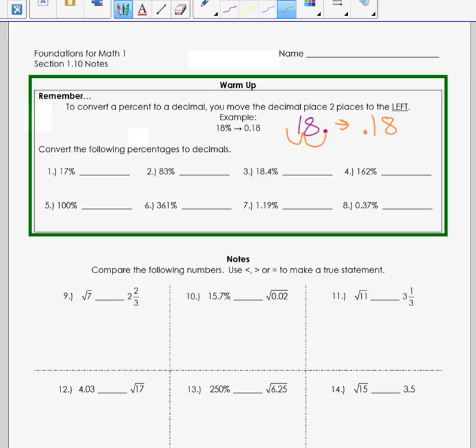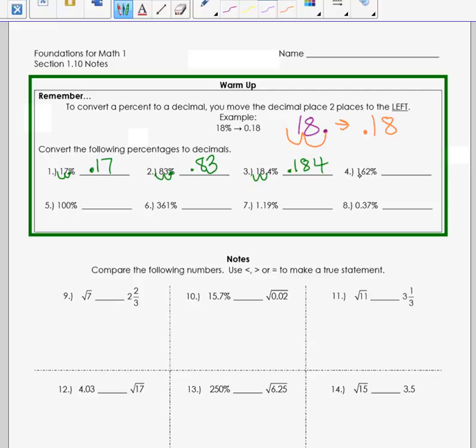So if you look at these following problems, we have 17%. Well, my decimal is right here, so 1, 2 to the left, that means I'm at 0.17. For number 2, 83%, my decimal is right here. I'm going to move it 2 to the left, and it's 0.83. For number 3, I'm looking at 18.4%, so I can go right to where my decimal place is, move it 2 to the left. I am at 0.184. Don't forget the 4. Obviously, when we're converting from percentages to decimals, you drop the percent sign.